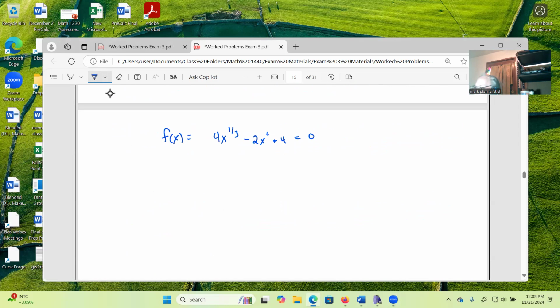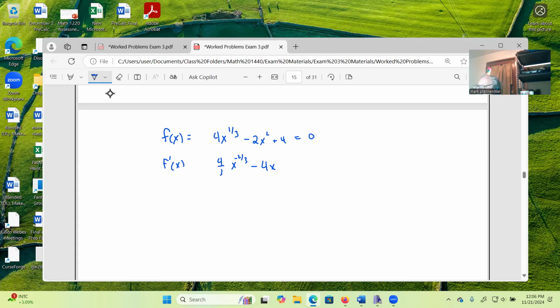Okay. One of the things that we're going to need is our derivative. So we're going to go ahead and take our derivative. It's going to be 4/3 x to the negative 2/3 minus 4x. Derivative of a constant is 0, of course, and that's going to be our f prime of x.